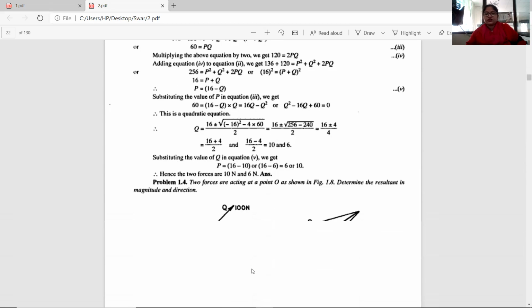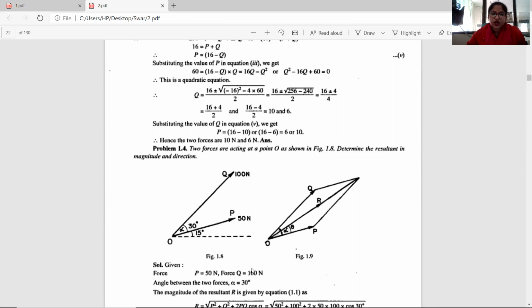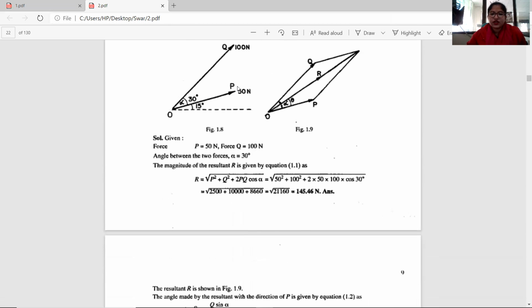This is my answer. The next question says two forces are acting at a point O as shown in the figure. Determine the resultant in magnitude and direction. These are my two forces. This is my alpha angle, which is given here as 30 degree. P force is 50, Q force is 100.